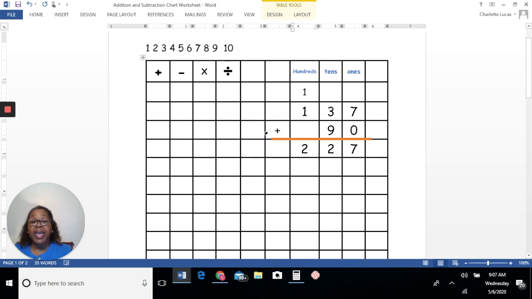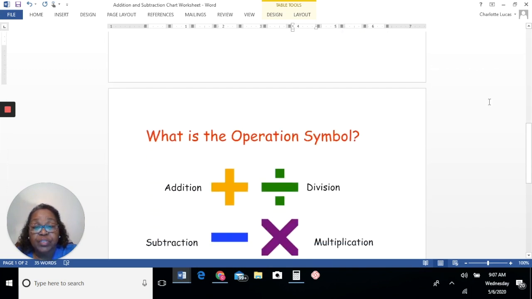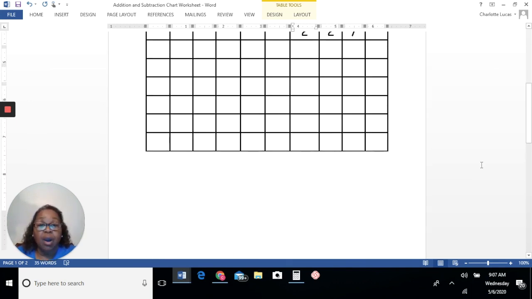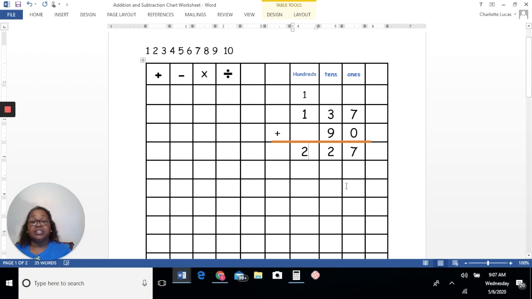And when we add those, our operation here is addition. Let's see if I can get my chart that tells us our operation symbols. Our symbols are addition, subtraction, multiplication, and division. Our operation for today was addition, and our value, or our answer when you hit the equal sign, was 227: 7 ones, 2 tens, and 2 100s.